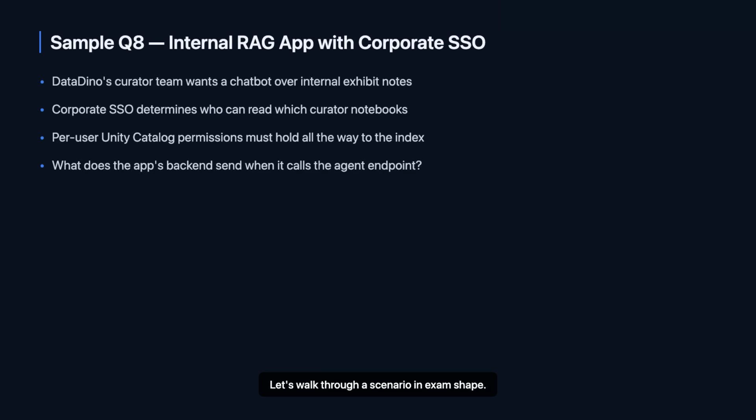Let's walk through a scenario in exam shape. DataDino's curator team wants an internal chatbot over their exhibit notes. The company uses corporate single sign-on, and curator notebooks have different read permissions depending on who you are. Junior curators don't see senior staff's draft research. Those per-user Unity Catalog permissions need to hold all the way down to the vector index. The question is, when the app's backend calls the agent endpoint, what does it send in the authorization header?